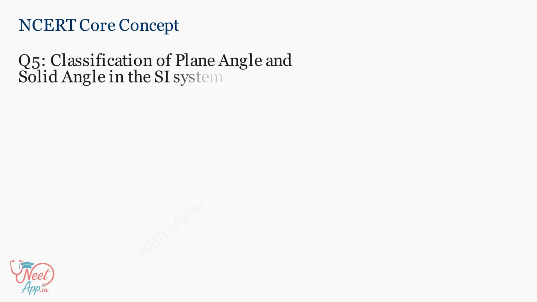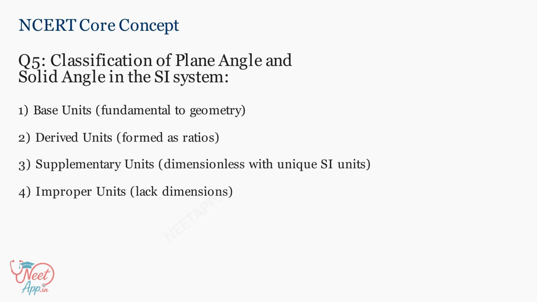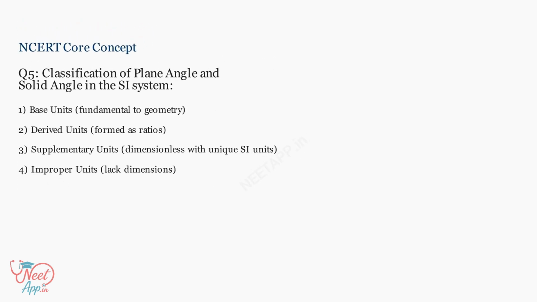Welcome to question 5, the final question of this set, testing your pure NCERT taxonomy knowledge. The question asks, which of the following is correct regarding the classification of plane angle and solid angle in the SI system? Option 1, base units. Option 2, derived units. Option 3, supplementary units, which are dimensionless but possess unique SI units. Option 4, improper units. Let us do a final concept check.